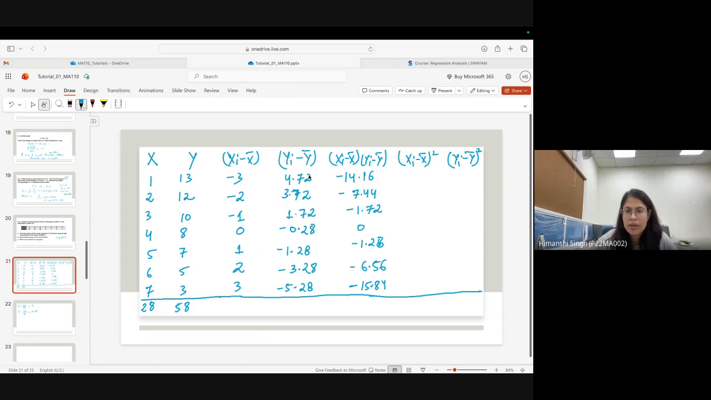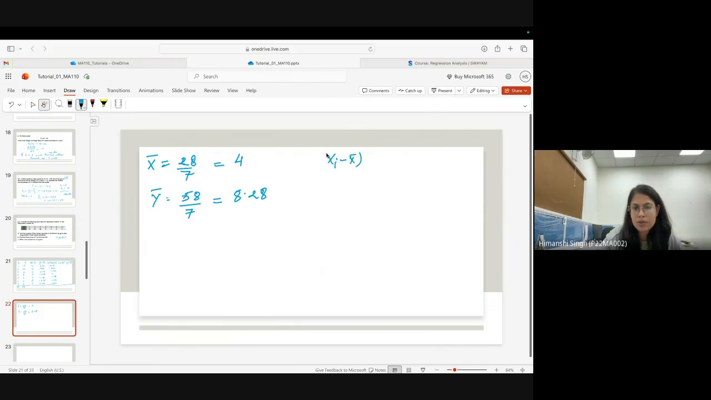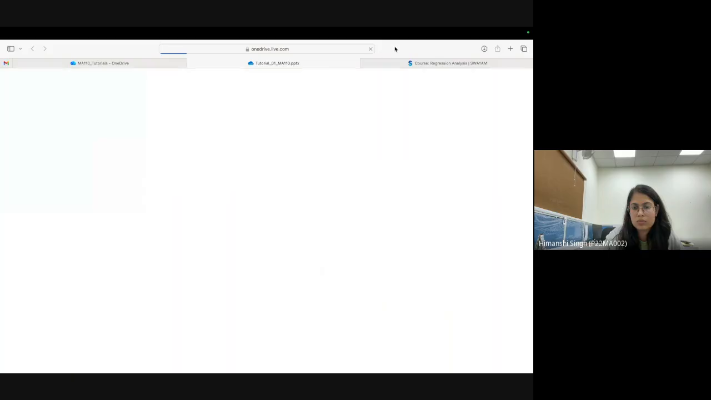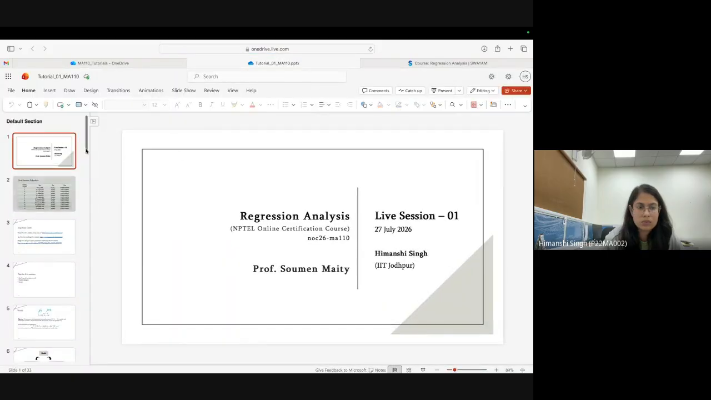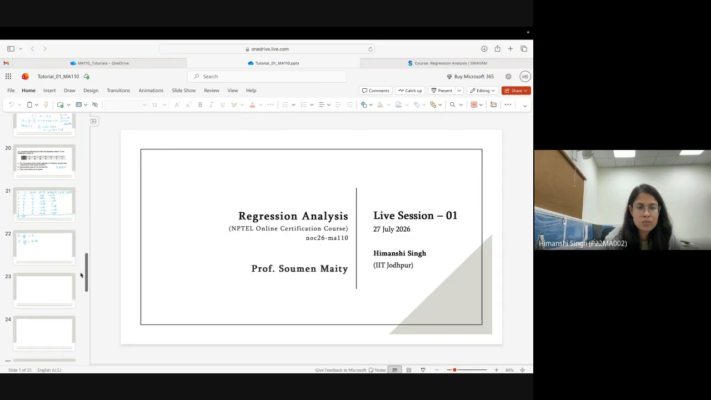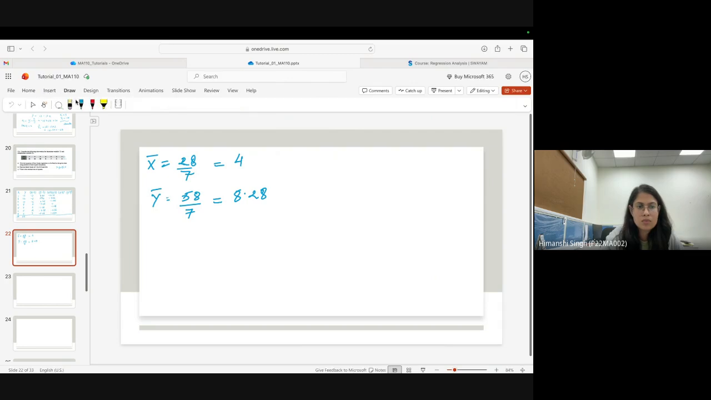Squaring xi minus x bar, whole square. It will be 9, this will be 4, this will be 1, this will be 0. I'll write this on the next page because it is not allowing me to write on that page. So xi minus x bar whole square: minus 3 gives 9, then 4, then 1, then 0, 1, 4, 9. Is it correct?